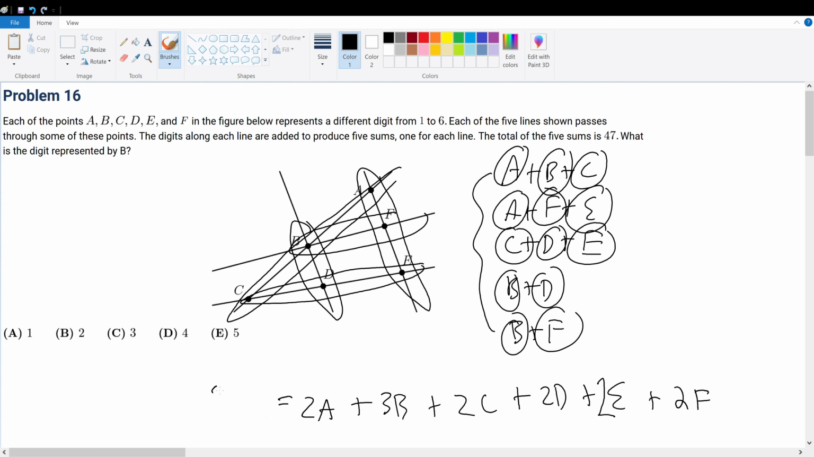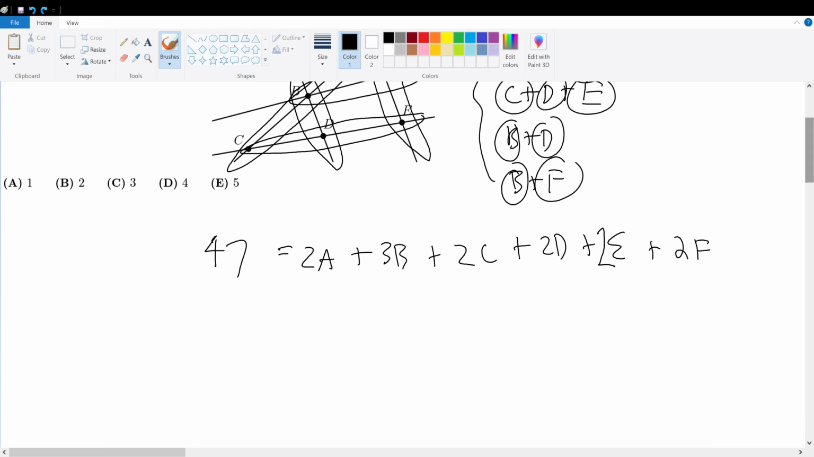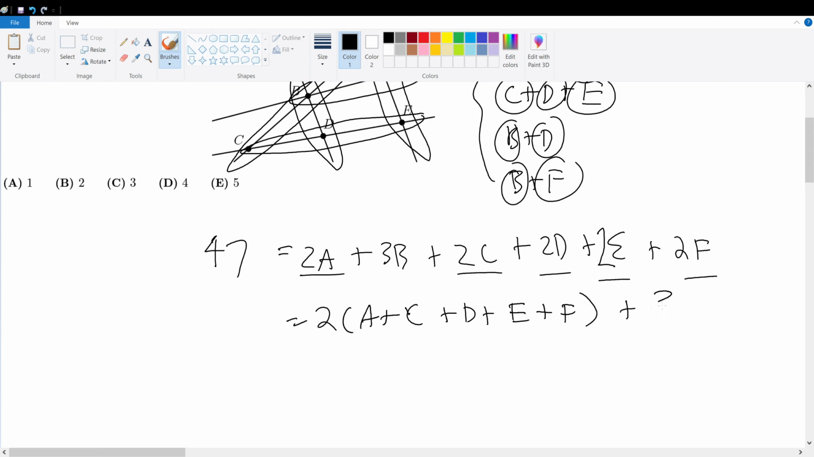It must equal 47. They all must represent a digit. So let's try to plug in every single one and see it, but let's simplify this even further first. We have 2A, 2C, 2D, 2E, 2F. So that's equal to 2 times (A plus C plus D plus E plus F) plus 3B. So in other words, this is an even number, and an even number plus another number will give you the answer.